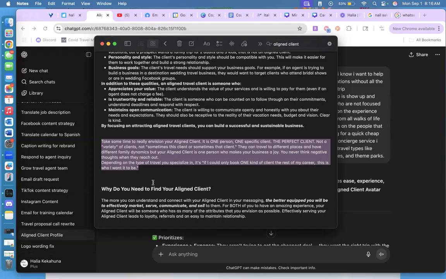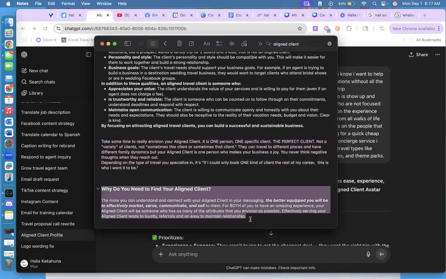It brings you joy thinking about working with them, okay? You don't ever think negative thoughts when they text you. You get excited, you get happy, things like that, okay? If you want to specialize in one type of travel, then that is also going to be part of your aligned client, right? So you want to think of, if I had to book one type of client for the rest of my time as a travel agent, who do I want that to be, right? And that is going to be who your aligned client is.